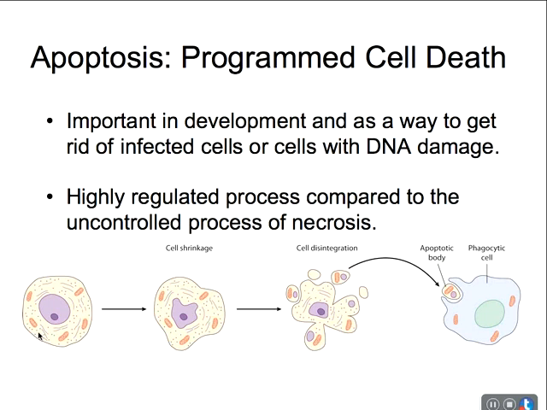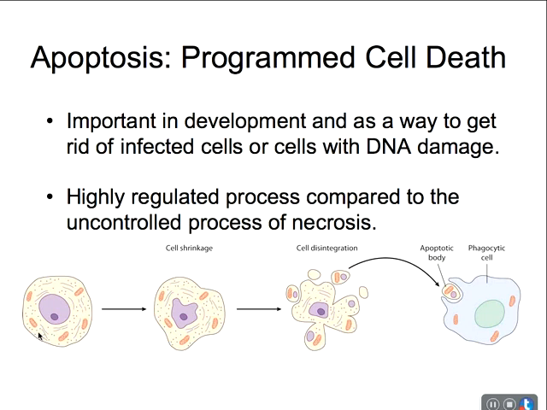Apoptosis is much more highly regulated. It happens on an individual scale. Necrosis is something you see because of tissue damage, massive infection, something along those lines is going to trigger necrosis, where the cell swells and bursts and causes an inflammatory response. Now in apoptosis, highly regulated.